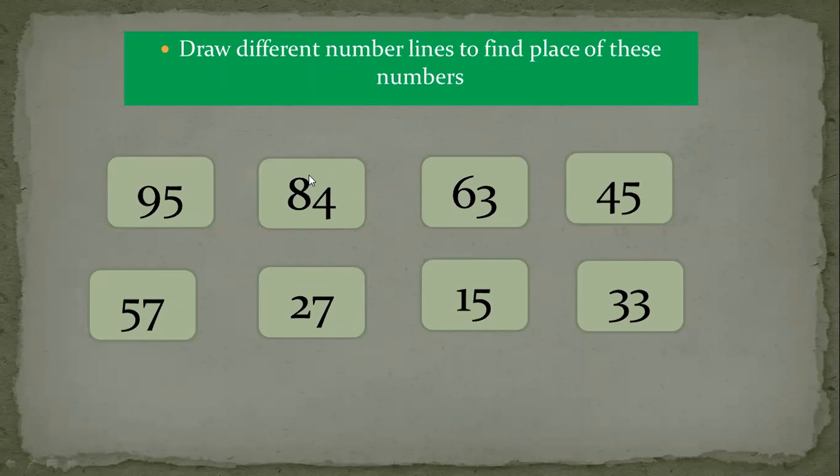84 will be between 80 and 90. 63, between 60 and 70. 45, between 40 and 50. 57, between 50 and 60. 27, between 20 and 30. 15. What about 15, boys? It's going to be between 10 and 20. And the last number is 33. So 33 is going to be between 30 and 40.